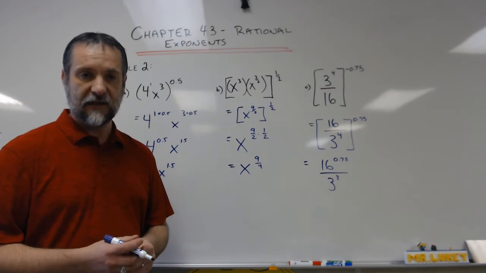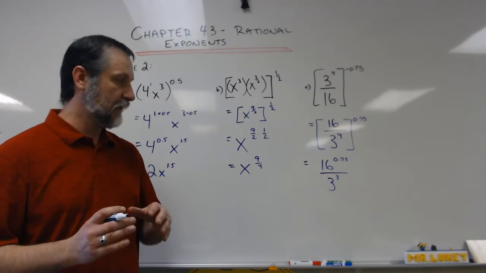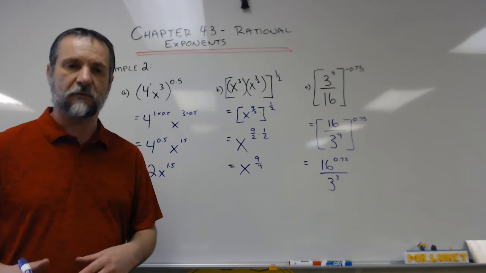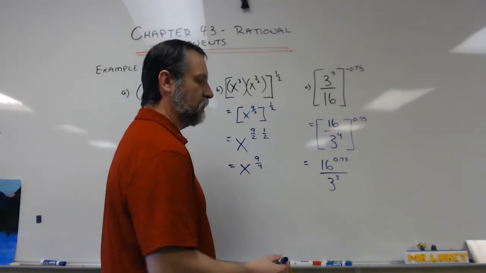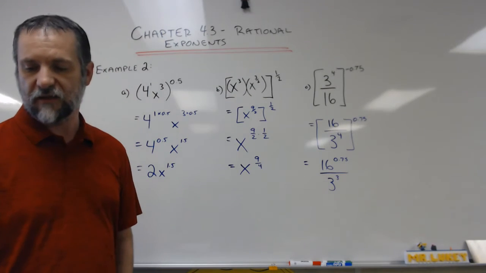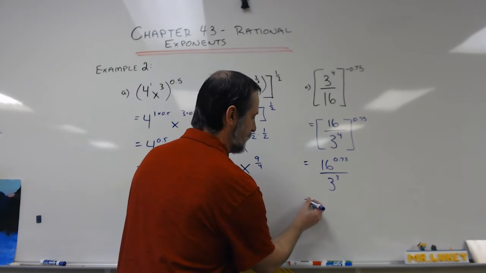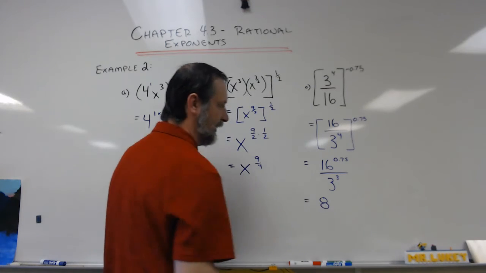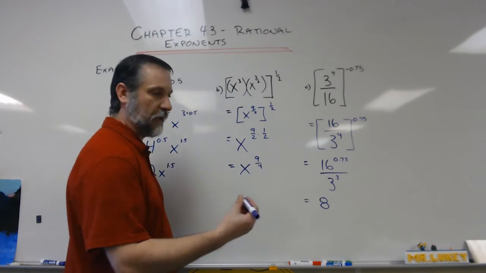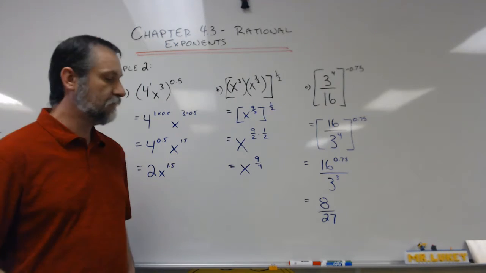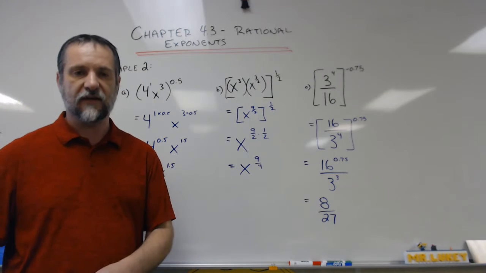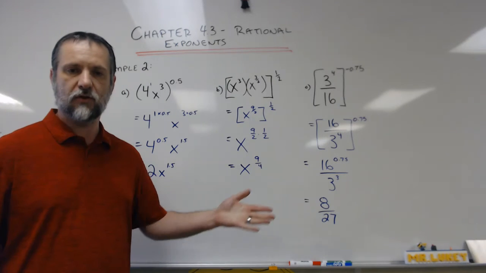It is in fact asking for us to evaluate as well, which means find the final answer when possible. So 16 to the power of 0.75, we can enter that into our calculators, and we're going to see that that comes out to 8. 3 to the power of 3, or 3 cubed, is 27. And that can't simplify any further. That is our answer for 2C.